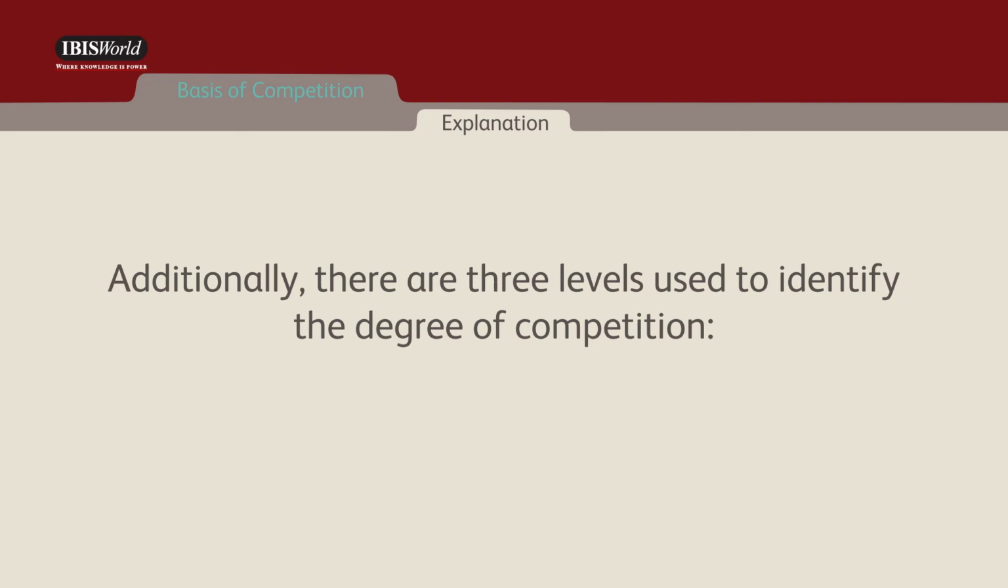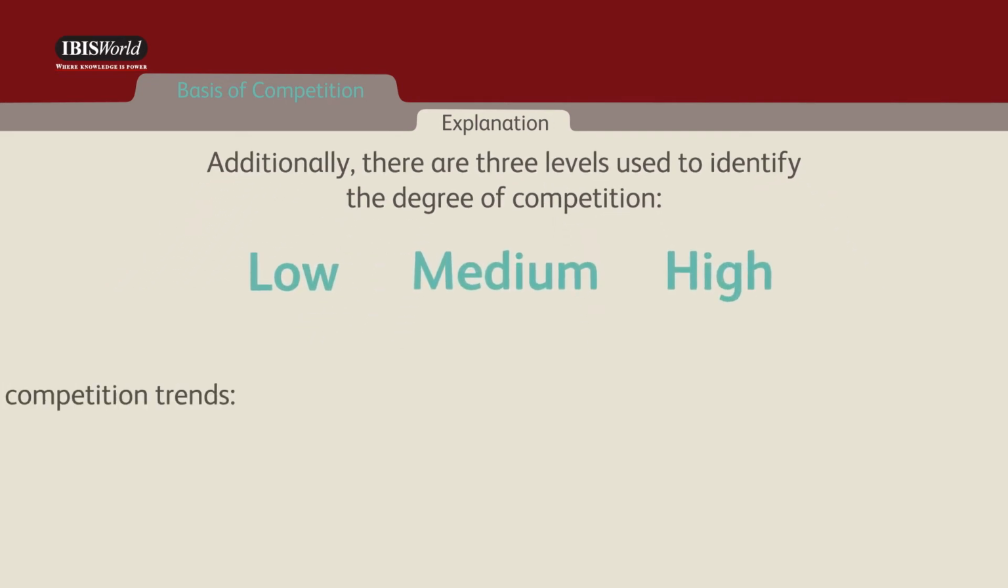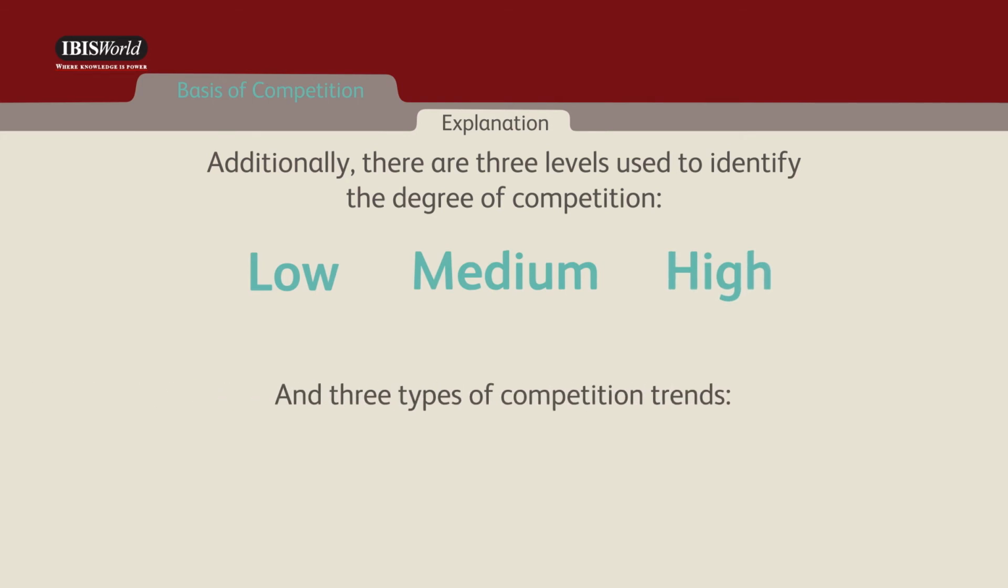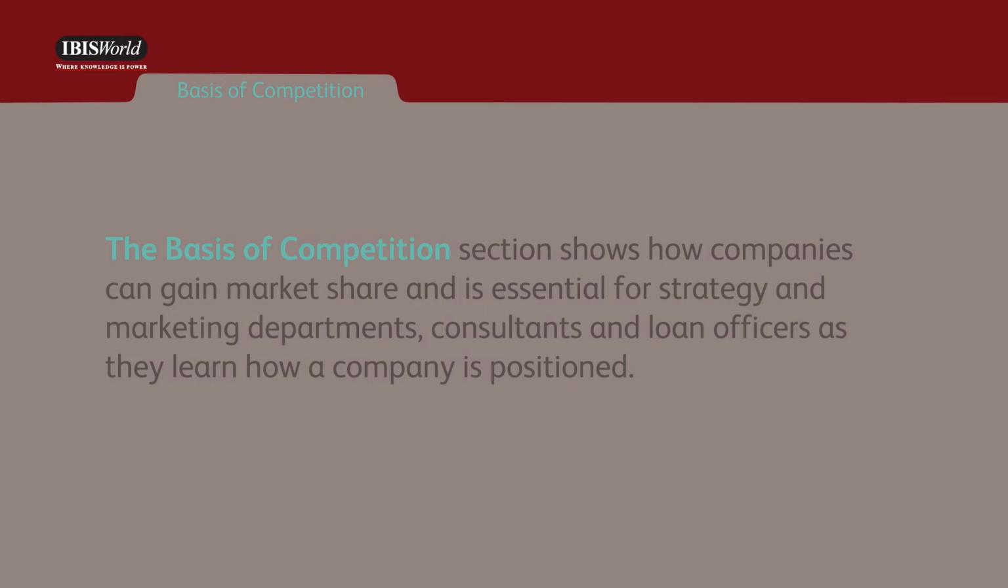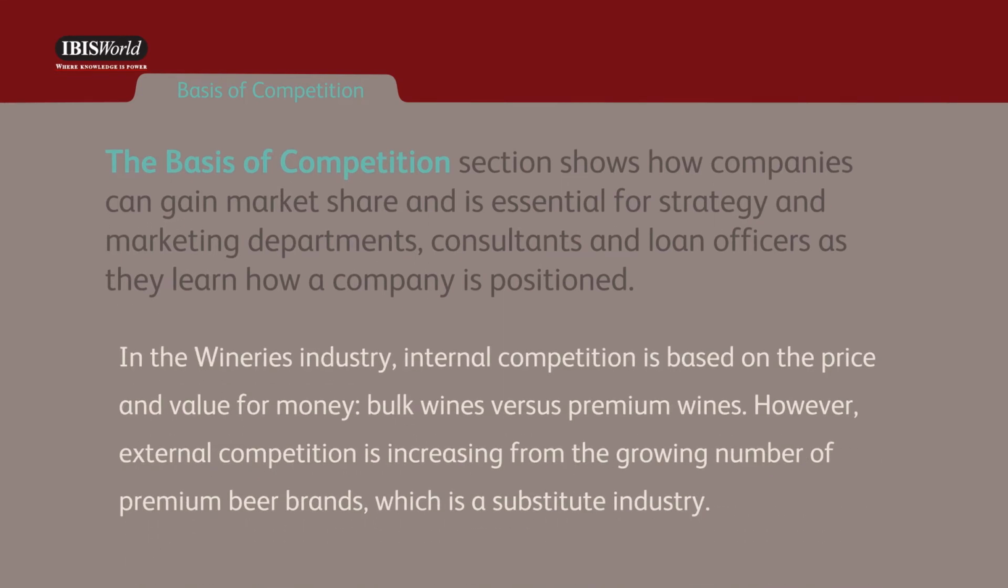Additionally, there are 3 levels used to identify the degree of competition: low, medium, high, and 3 types of competition trends: increasing, steady, decreasing. The basis of competition section shows how companies can gain market share and is essential for strategy and marketing departments, consultants, and loan officers as they learn how a company is positioned. For example, in the wineries industry, internal competition is based on the price and value for money, bulk wines versus premium wines. However, external competition is increasing from the growing number of premium beer brands, which is a substitute industry.